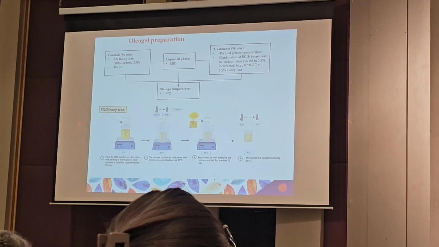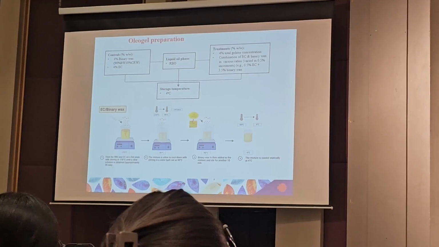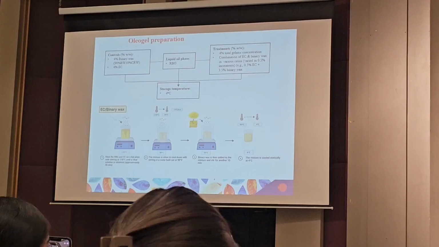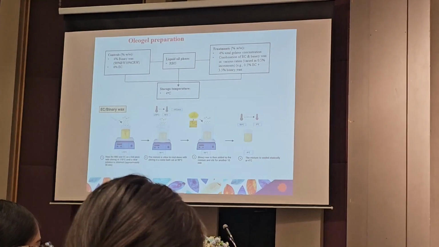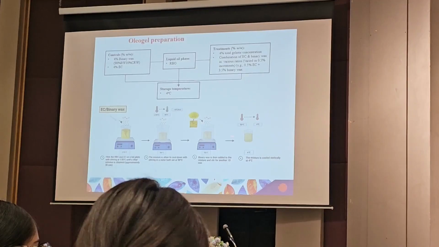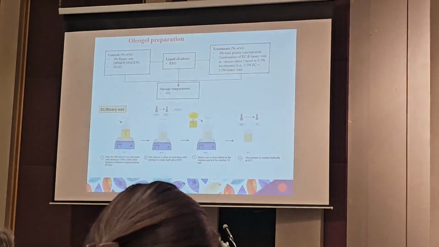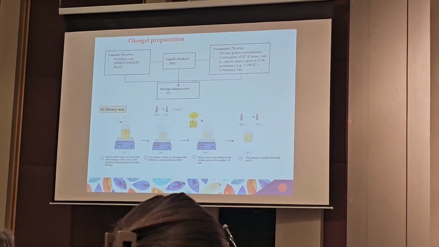This is the way the oleogels have been prepared. So we've got oil, we heat it to a temperature above the melting point of those gelators. We drop the gelators into the system, mix, let it melt, and then after that we let it cool down, and we have now, let's say, oleogels to be tested.